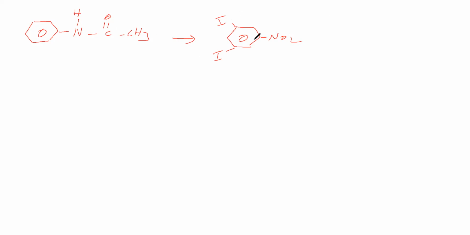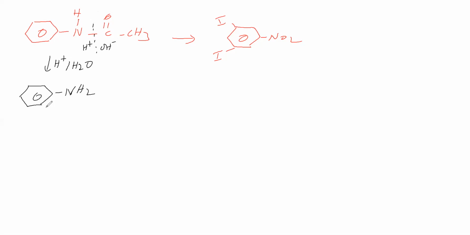First we will take this for hydrolysis. On hydrolysis, this part is converting into acetic acid and this part is converting into NH2. So here H plus, here OH minus. Therefore it is acetic acid, and it is NH2. So we got aniline.